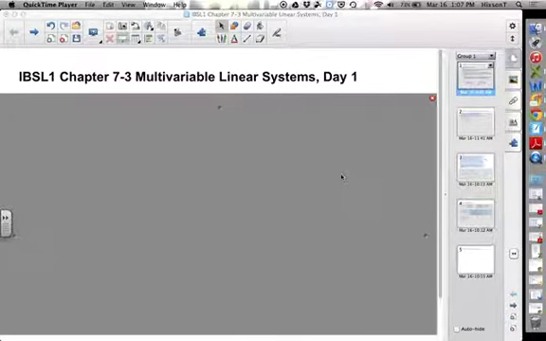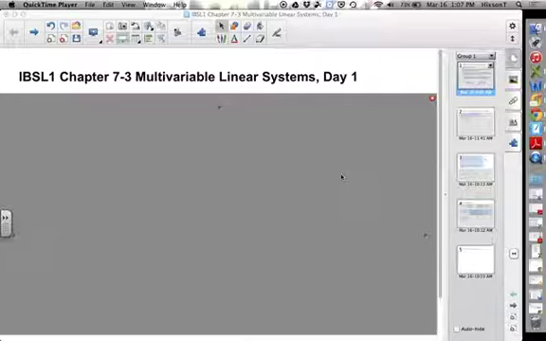Multivariable linear systems. Basically what we're talking about is solving systems of equations that don't just have two equations, but have three equations, or four equations, or five equations, and an equal number of variables. One thing to take note of is if you have, say, three variables, then in order to come up with a unique solution for that system, you have to have three equations, okay?